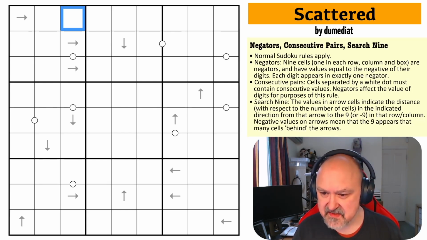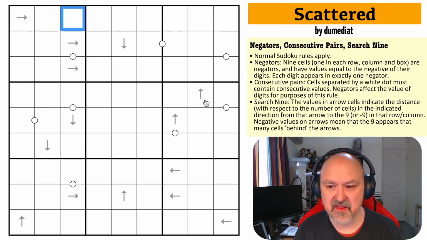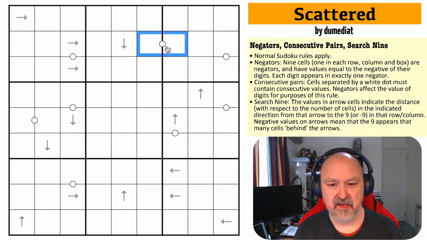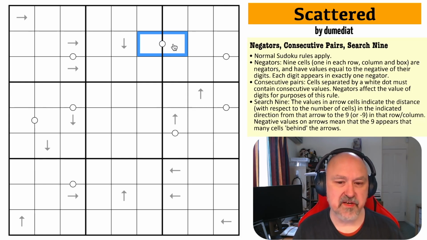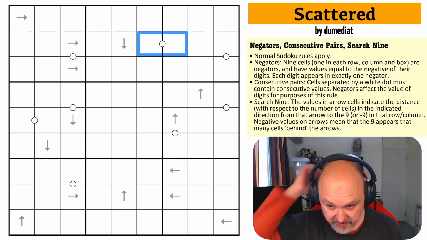Consecutive pairs. Cells separated by a white dot must contain consecutive values. Negators affect the values of digits for purposes of this rule. Okay. But basically what it means is the cells on a white dot must be consecutive. Search 9. Oh, I like the search 9 constraint.